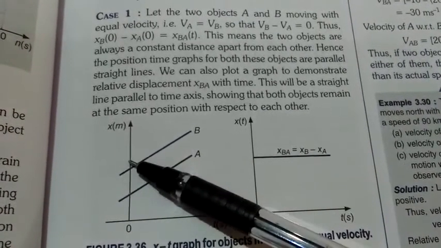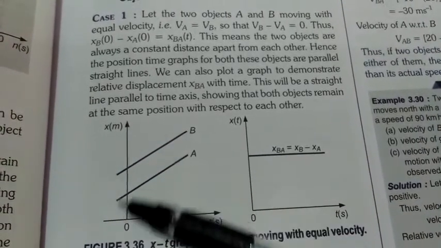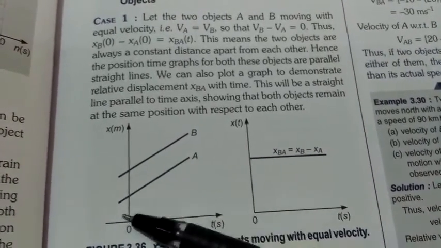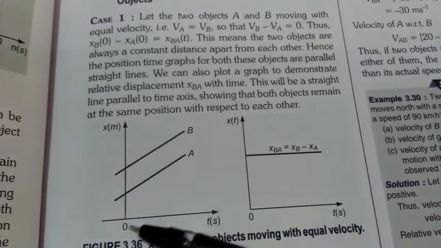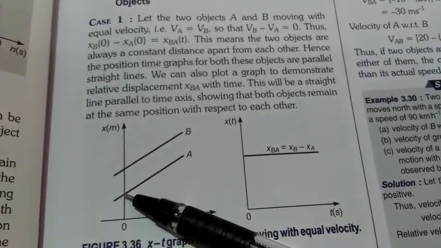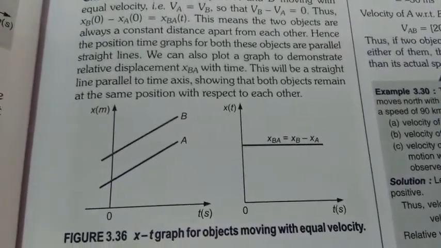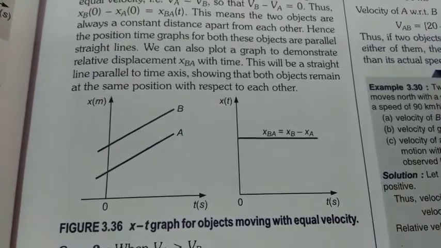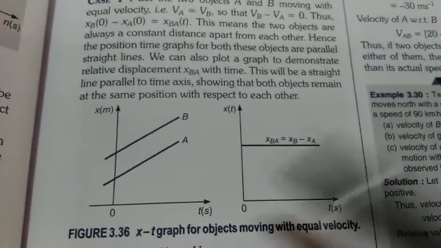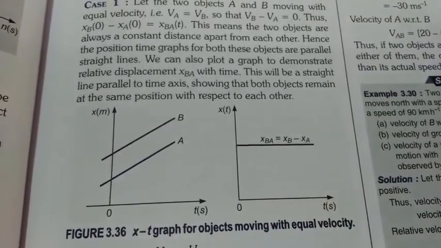Here you can see this y-axis is showing the position, and this x-axis is showing the time. Suppose object A starts from here and object B starts from here, and because they both have the same velocity and they both are moving in a straight line, we will get two parallel lines in the graph.